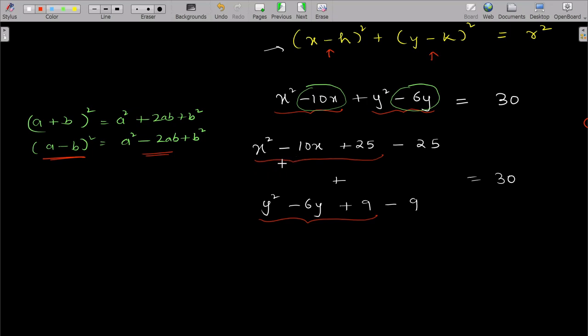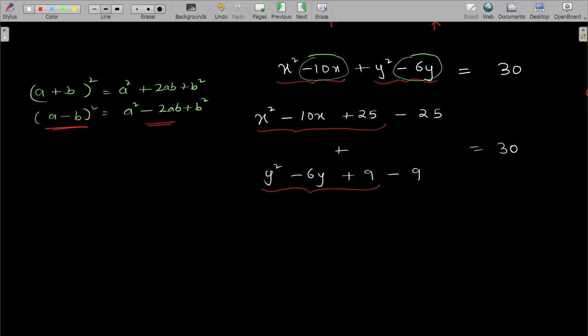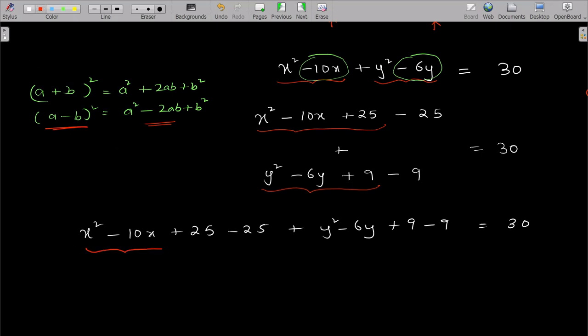The left side, x squared minus 10x plus 25. Yeah, that is correct. So first let me write all of this in one line. x squared minus 10x plus 25 minus 25 plus y squared minus 6y plus 9 minus 9 is equal to 30. The first three terms will give me a whole square term.